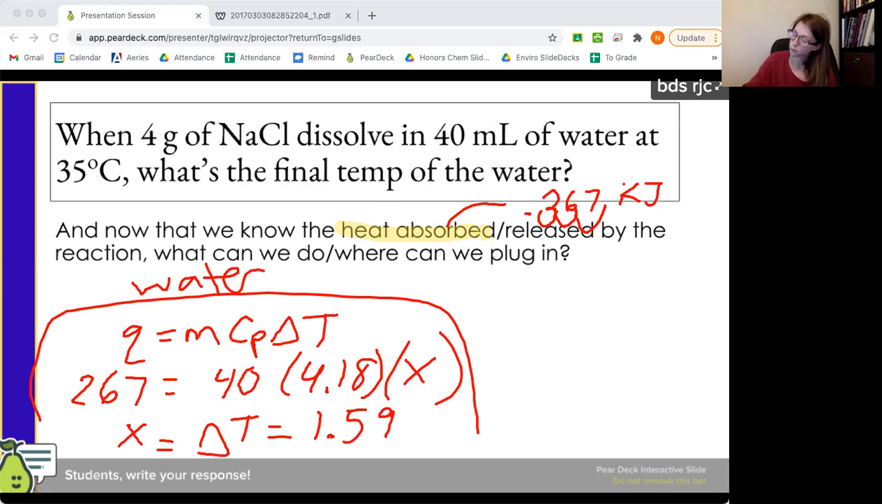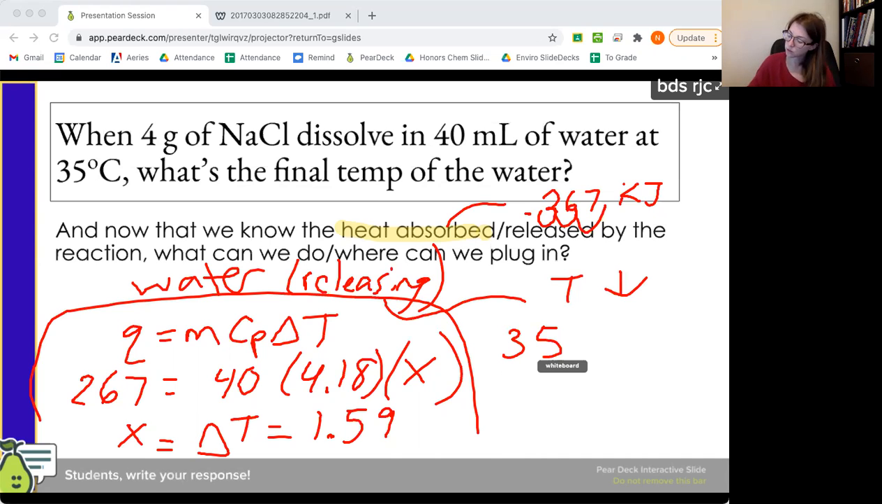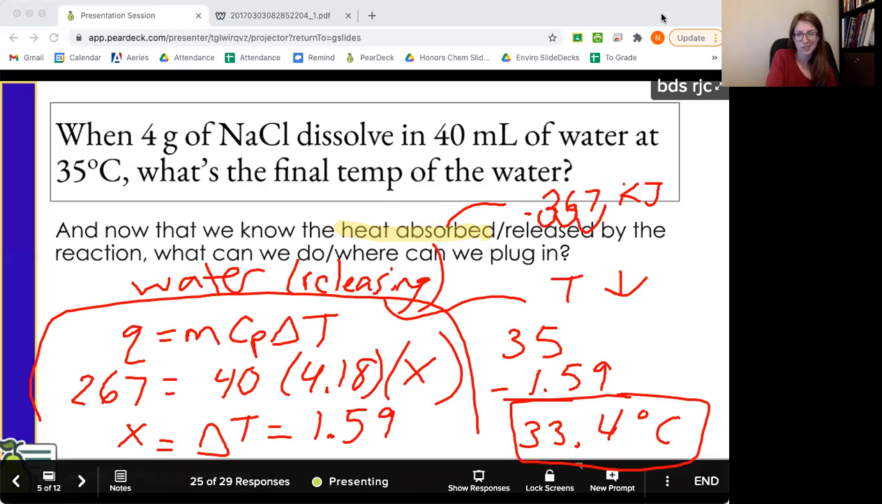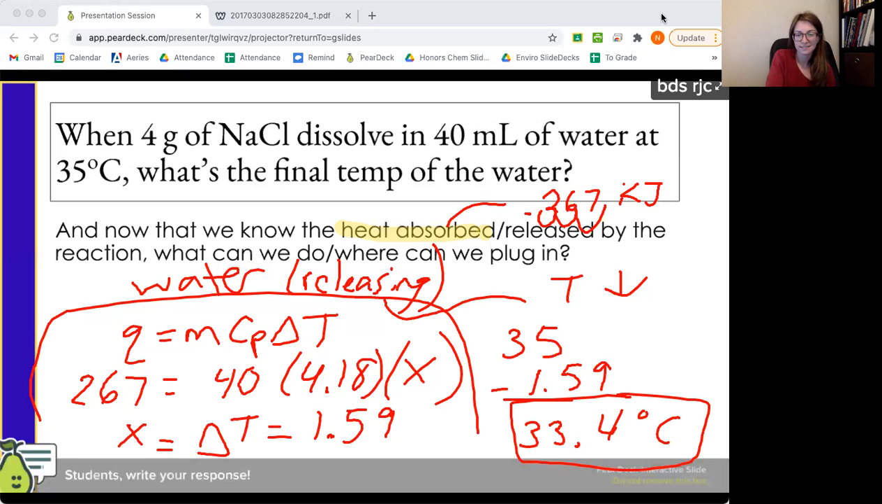Okay, well, the water we know is releasing heat since the reaction is absorbing it. So when you release heat, your temperature goes down. The water started at a temp of 35. So since it's releasing heat, its temperature is going to go down by 1.59. And we know that the water must end at about 33.4 degrees Celsius. If the reaction were releasing heat, then the water would be absorbing it and its temperature would be going up. Questions on that? Okay, tell me in the chat if you need more time before I erase this.